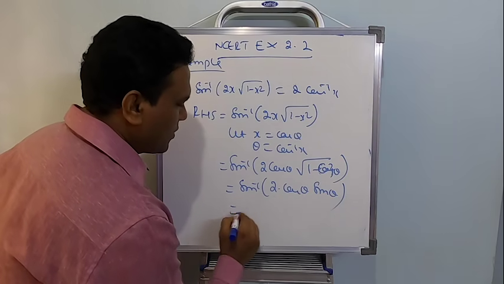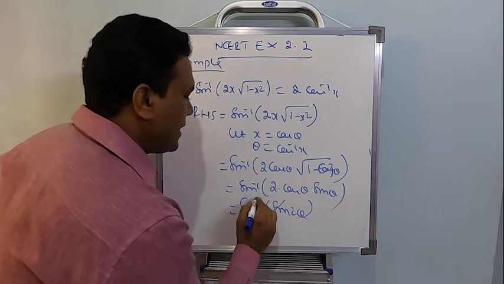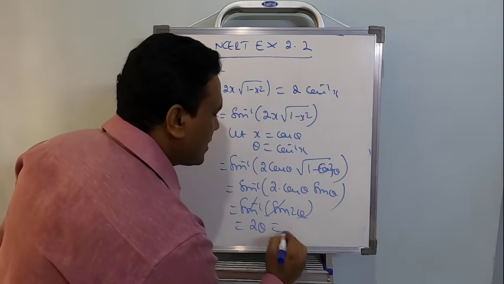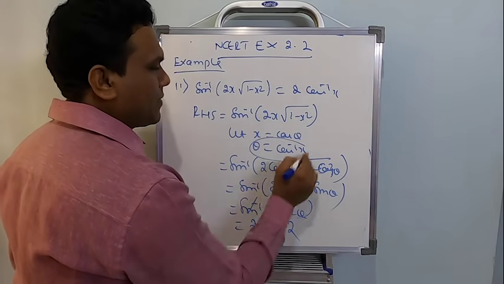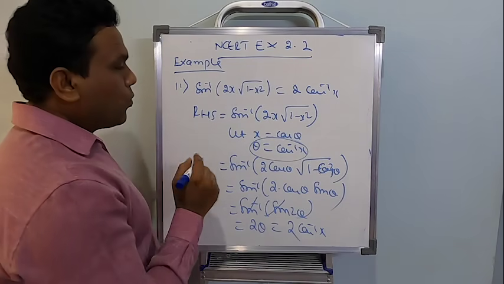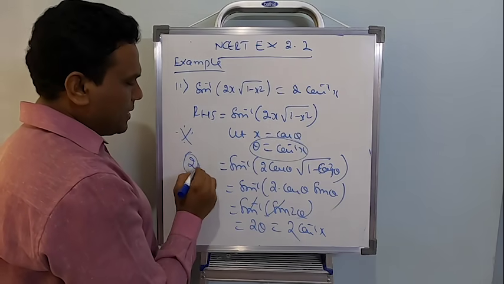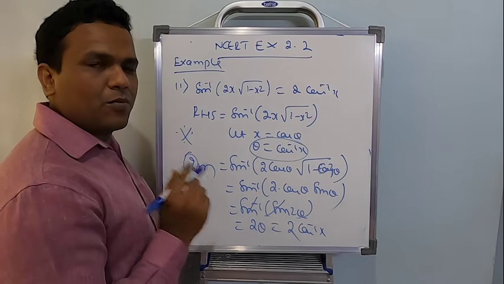And this will give me the formula of sin 2 theta. Eliminate sin inverse and sin, leaving 2 theta. Lastly, replace the value of theta. The value of theta is cos inverse x, so the answer will be 2 cos inverse x. Both are very much important. Any one will be asked for 2 marks in the final examination. So please practice.